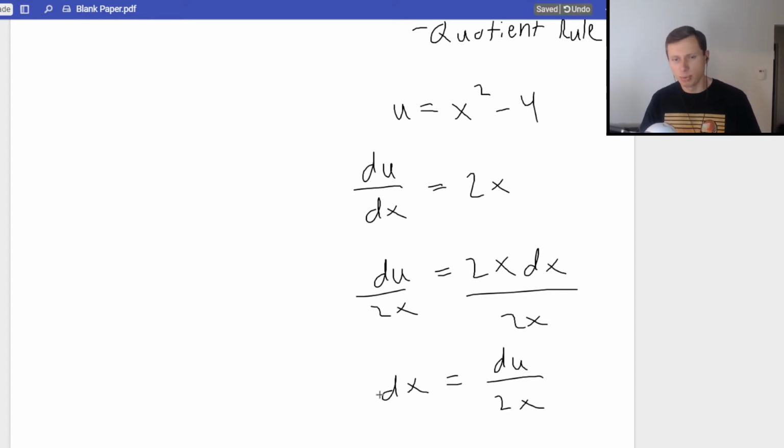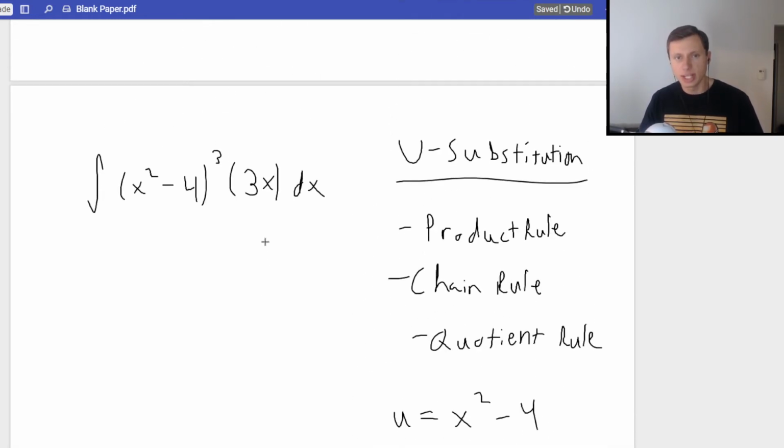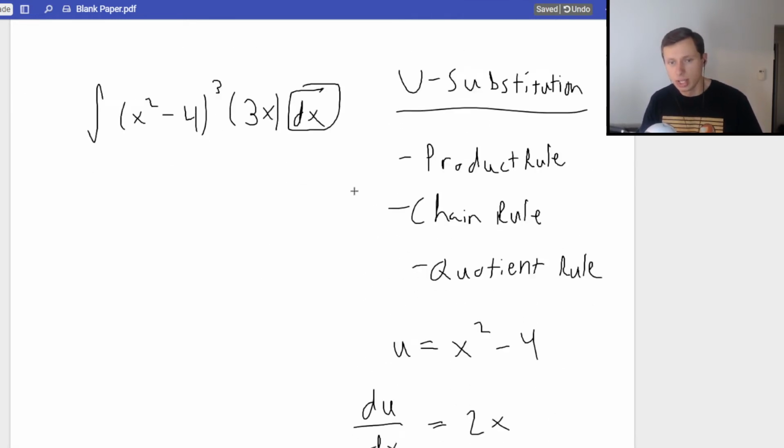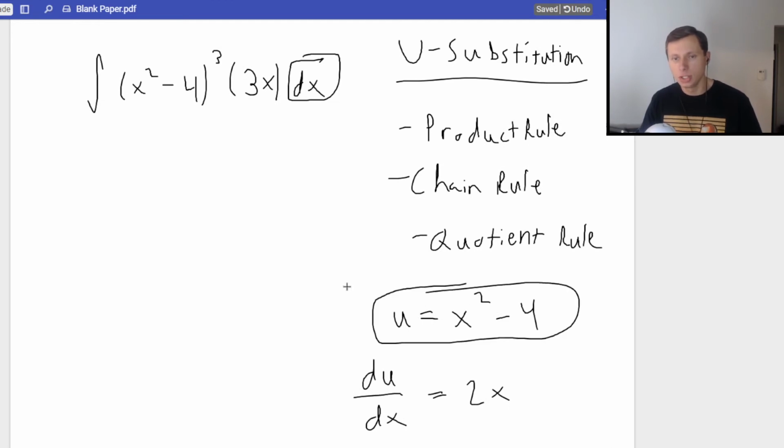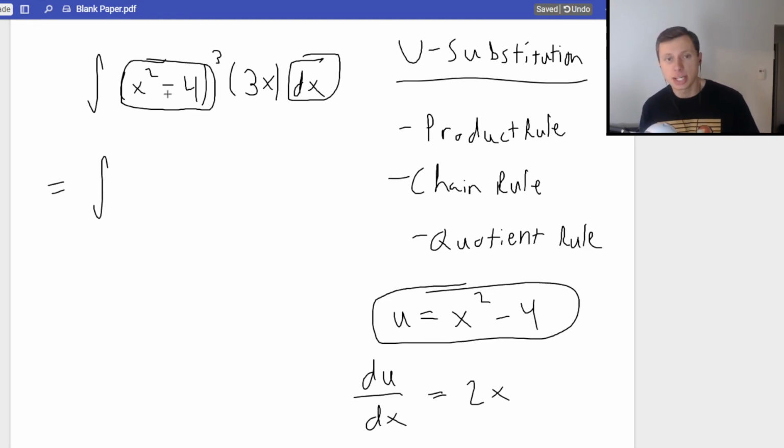Now, why is this important? Well, I'm going to plug in this value for dx right here into my integral, and I'm also going to plug in u equals x squared minus 4 into that spot right there. The 3x I'm not going to touch. I'm going to leave it as 3x, and here's what this integral is going to look like now. It's going to be the integral of, now instead of (x squared minus 4) cubed, it's just u cubed. Much easier.